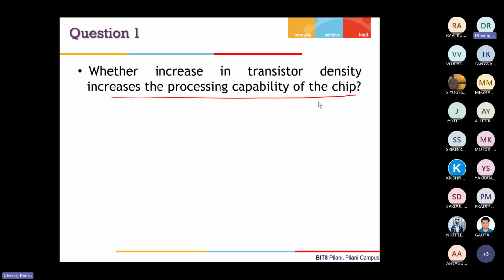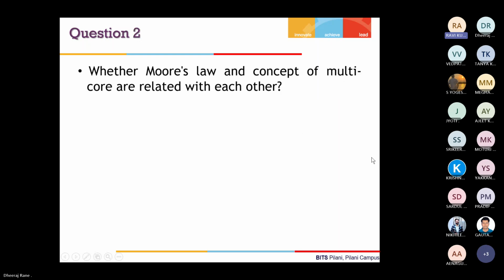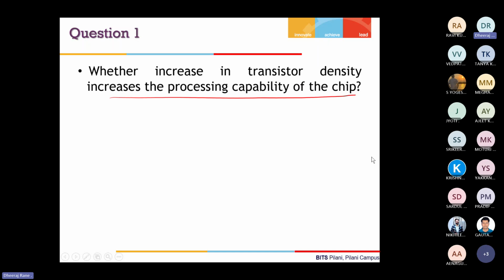Yes, anyone? Whether increase in transistor density increases the processor capability of the chip. At certain level, yes, but then it won't. Let us see. Again, what Ravi has said is correct.